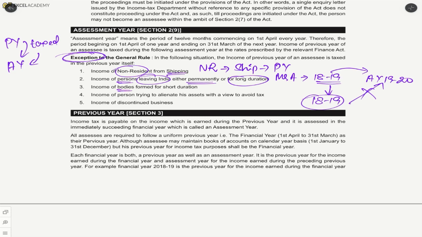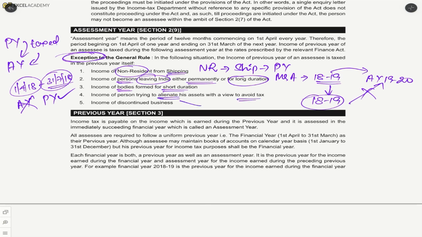Then income of bodies formed for a short duration. Let's say there is a special artificial juridical person which was established on 1-4-2018 and it was dissolved on 31-7-2018. So that means that itself will not be in existence in the next assessment year. So in such a scenario, we'll ask them to file the return not in the assessment year but in the previous year itself. Then income of person trying to alienate his assets with a view to avoid tax.